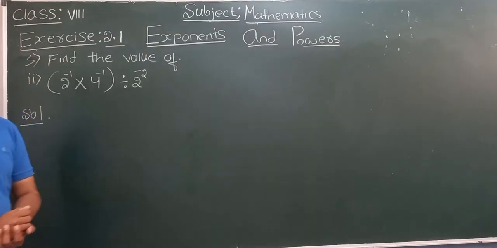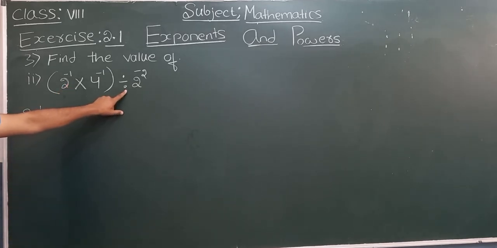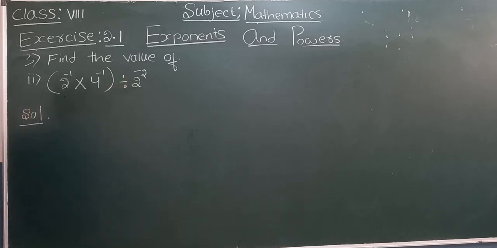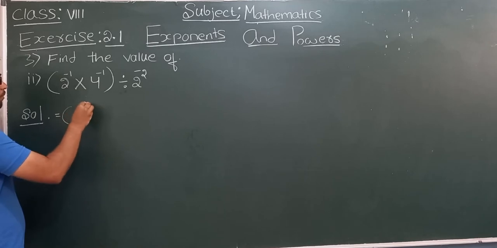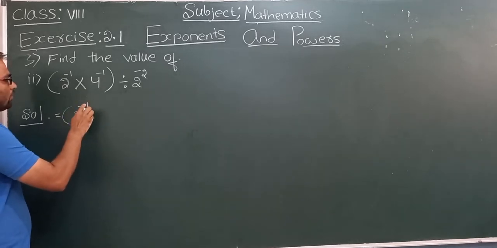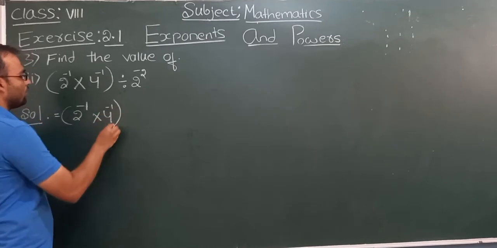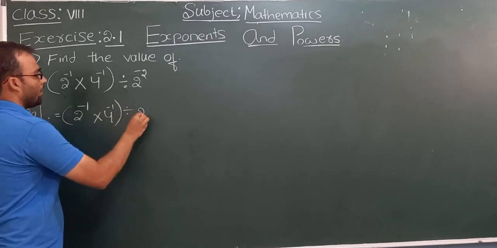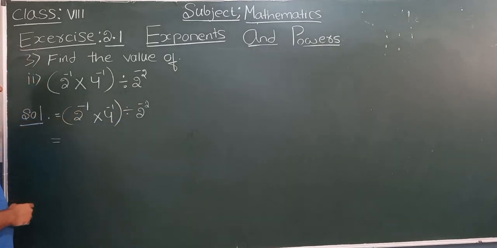Students, now let us solve the second question. Here what is given: 2 to the power minus 1 into 4 to the power minus 1, bracket, divided by 2 to the power minus 2. Write it once again: 2 power minus 1 into 4 to the power minus 1, divided by 2 power minus 2. Here 2 power minus 1 is there.